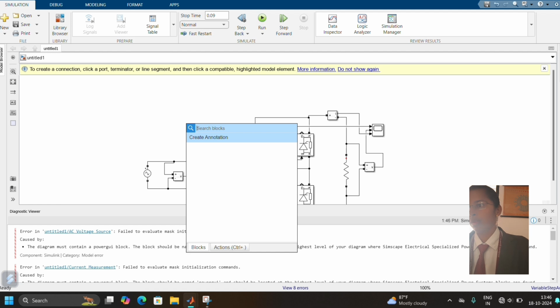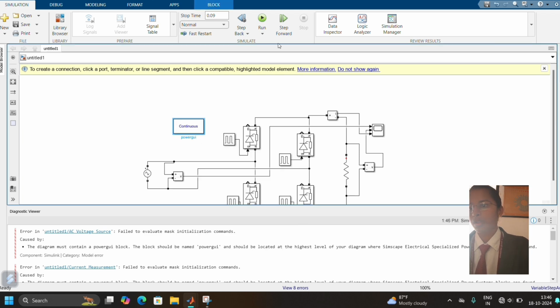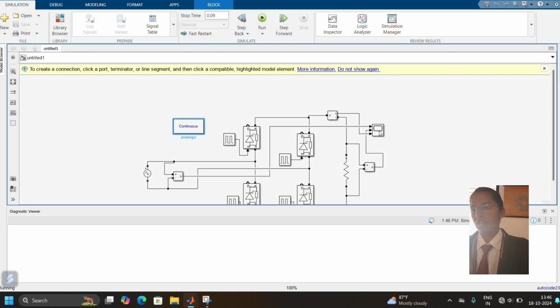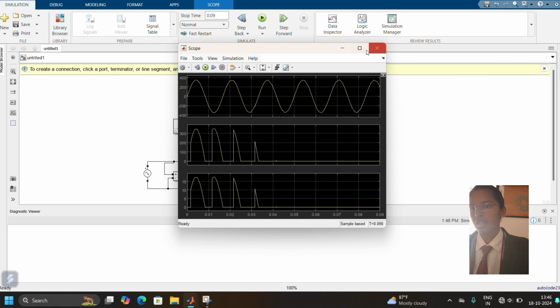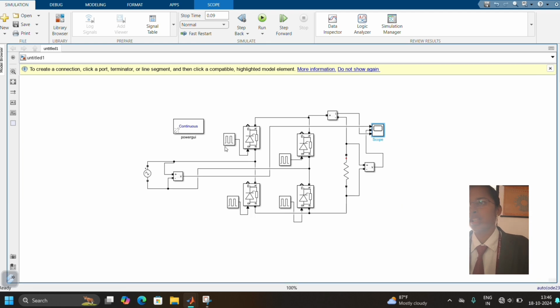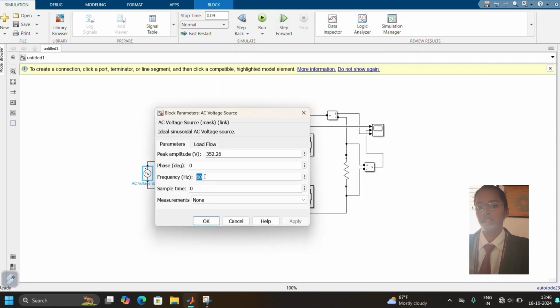Then give the value to the AC voltage source. This is 325.26, because we enter 230 as the peak amplitude, it is 325.26. Then connect this voltmeter to this ammeter and this voltmeter to the scope. Change the simulation time to 0.09 and run it.